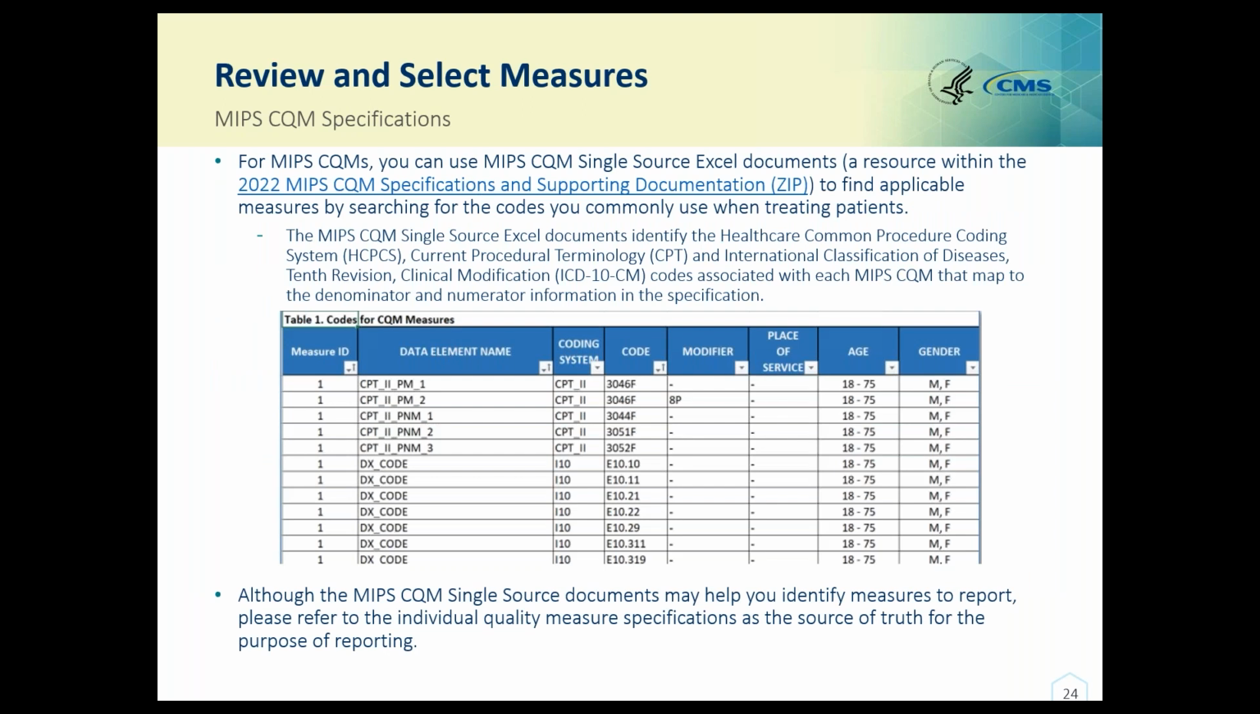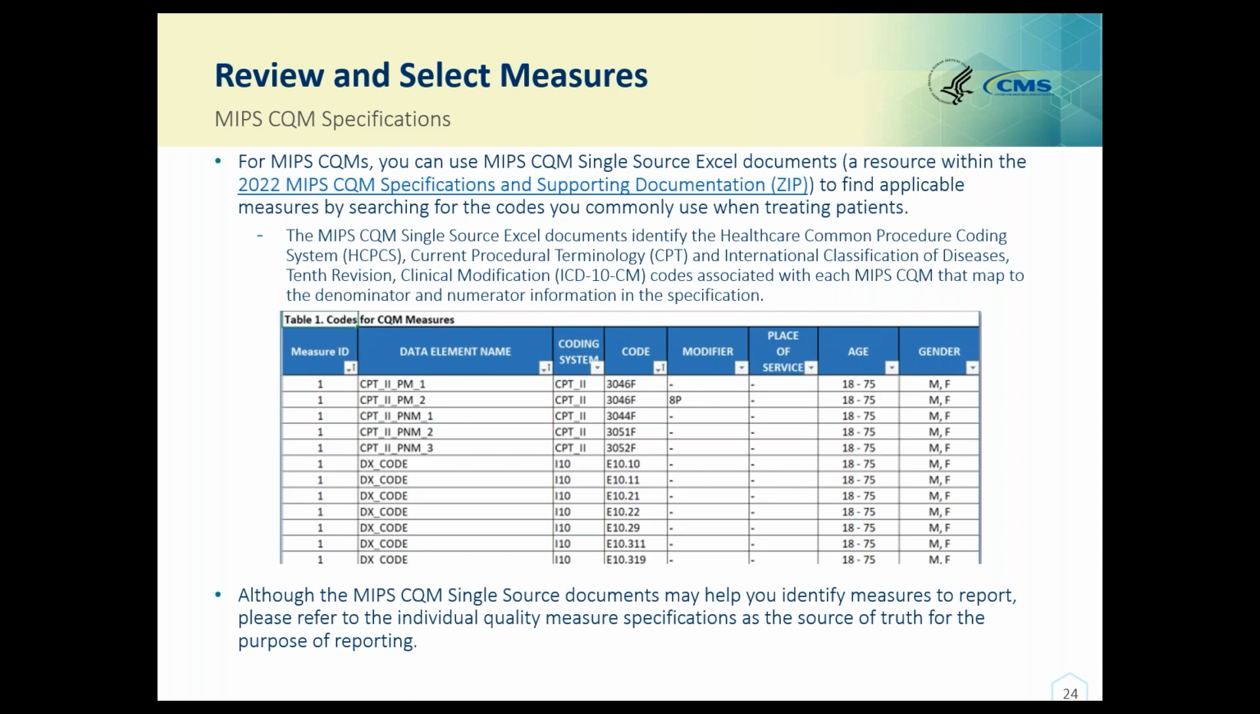For MIPS CQMs, you can use MIPS CQM single source Excel documents, which is a resource within the 2022 MIPS CQM specification and supporting documentation. The MIPS CQM single source Excel documents identify HCPCS, CPT, and ICD-10 CM codes associated with each MIPS CQM that map to the denominator and numerator information in the specification. To find applicable measures, filter on the codes you commonly use when treating patients. The results will be a list of measures that may be applicable to you.